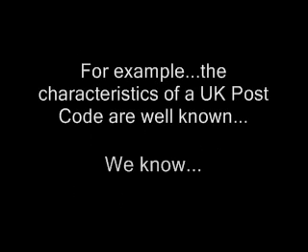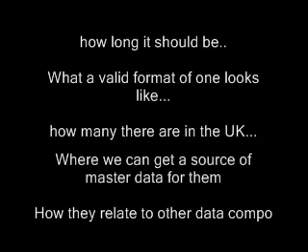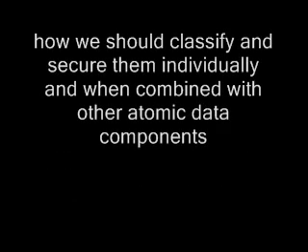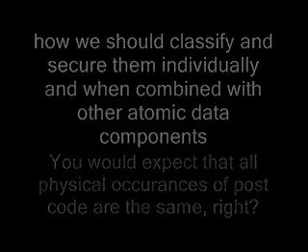For example, the characteristics of a UK postcode are well known. We know how long it should be, what a valid format of one looks like, how many there are in the UK, where we can get a source of master data for them, how they often relate to other atomic components, how we should classify and secure them individually and when combined with other atomic data components. So you would expect that all physical occurrences of postcode are the same, right?